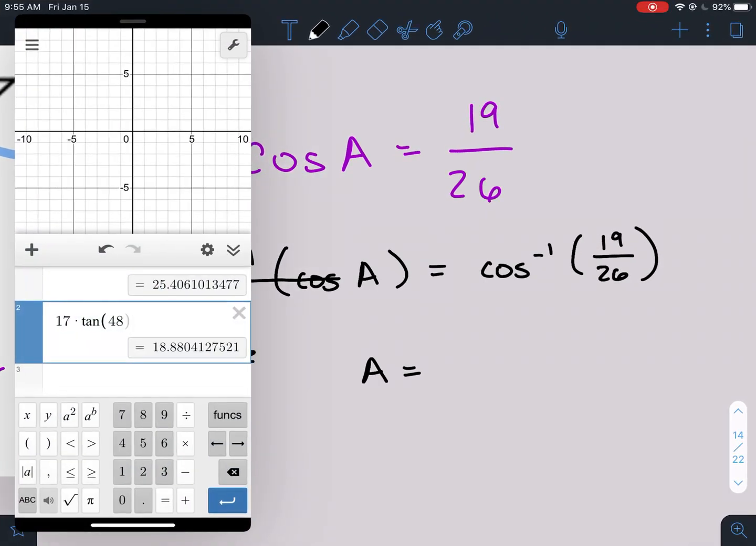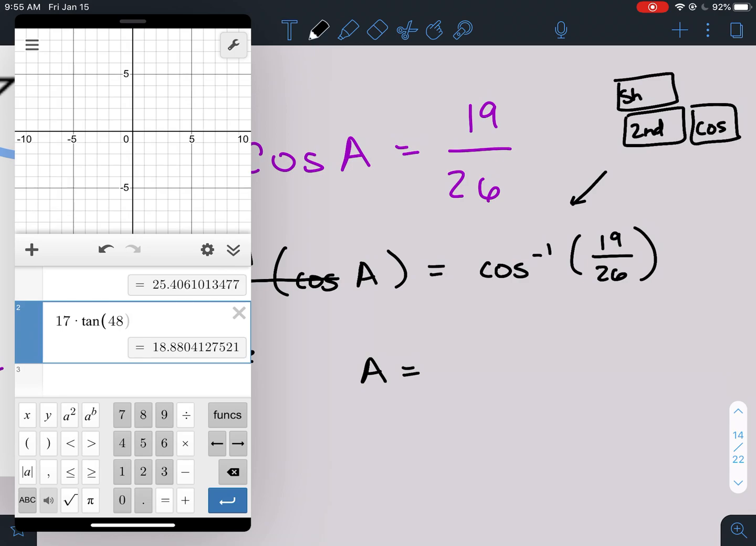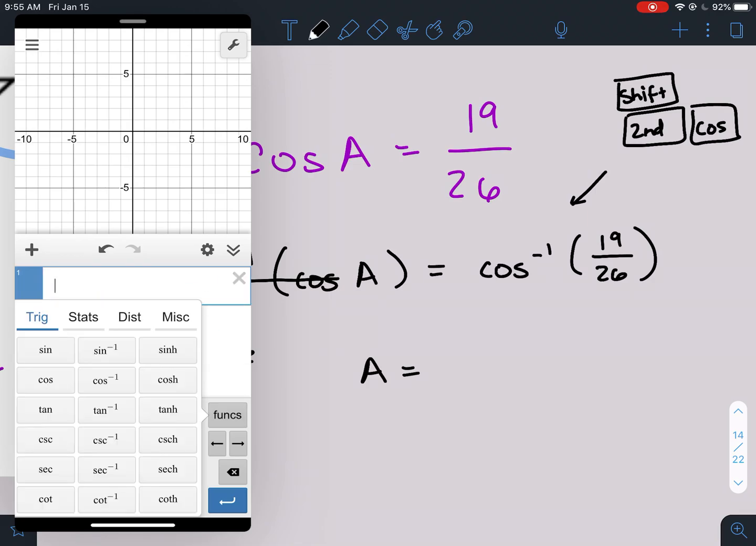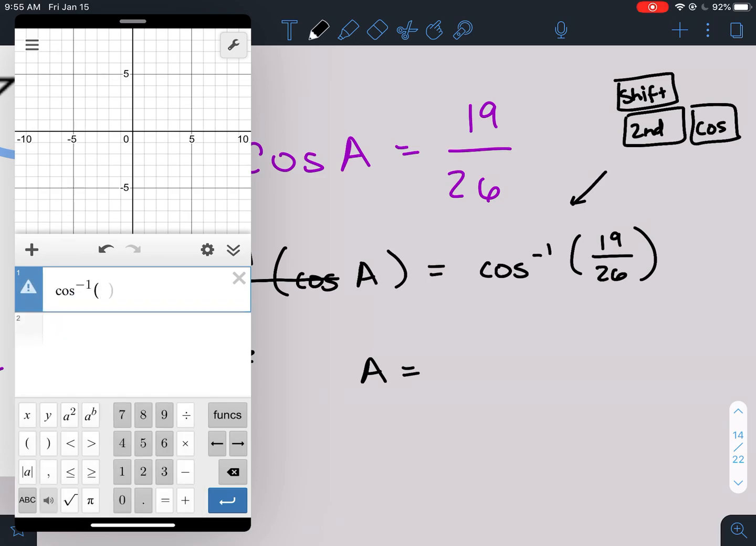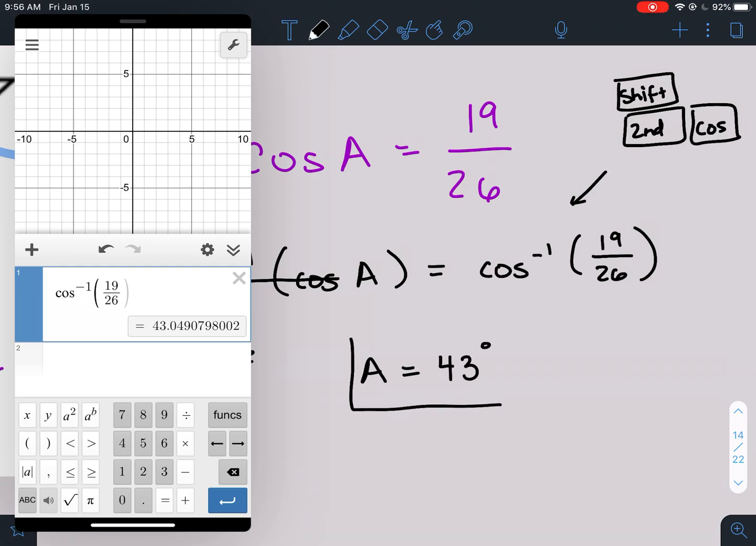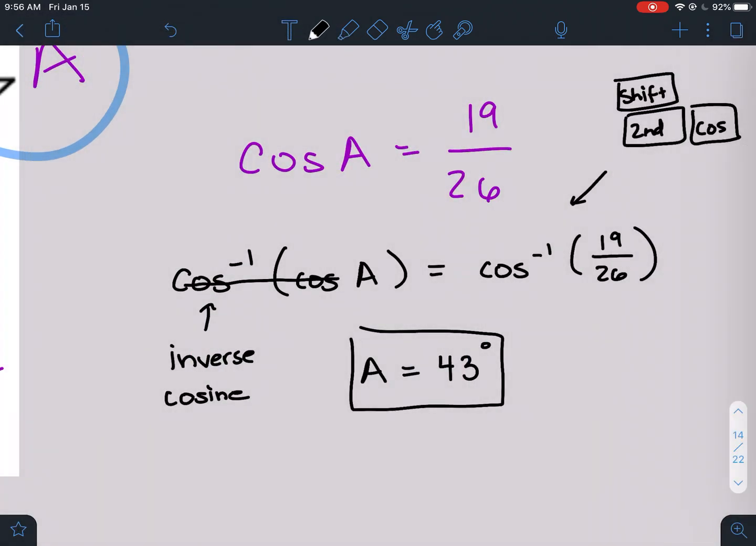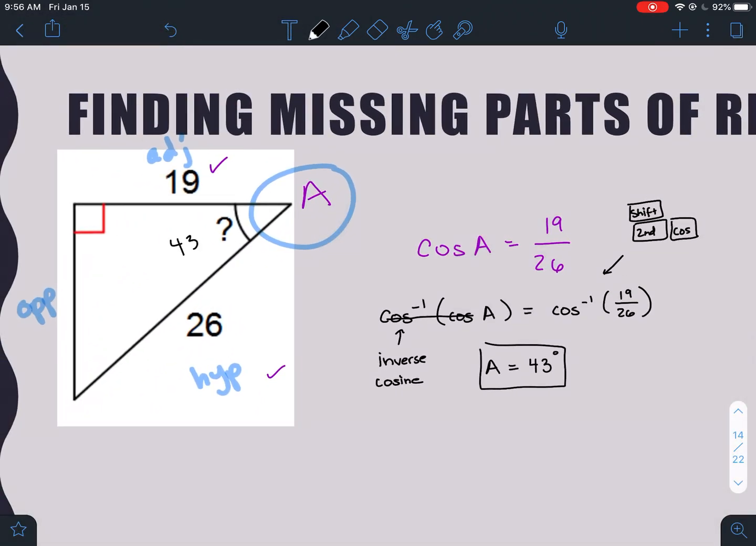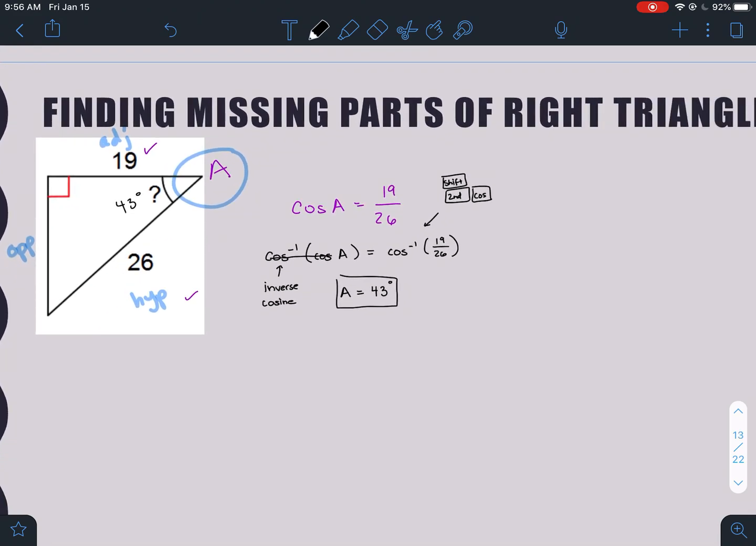of 19 over 26. To do this on your calculators, for a lot of you guys, you're going to have to hit second and then the cosine button, or you might have to hit shift and then the cosine button. On Desmos, we're just going to do the inverse cosine, so it looks like that, and then we're going to do 19 divided by 26. And that's going to give me what angle A is. So angle A is going to be 43 degrees, and I'm just going to round to the nearest angle. Once you know angle A, then you can use the triangle sum theorem to find any other missing angles.